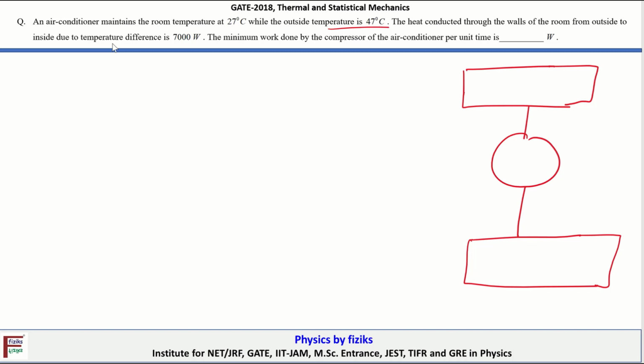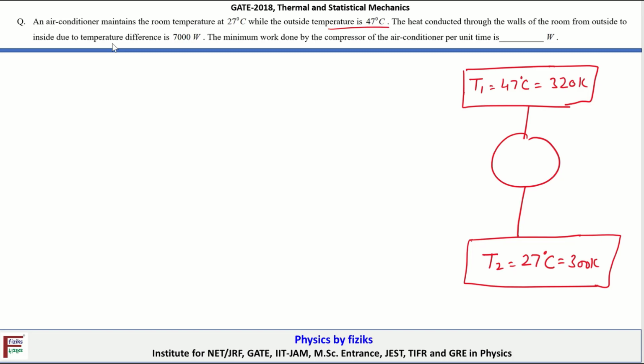Here it's given that T2 is equal to 27 degrees Celsius, and that is equal to 300 Kelvin. The outside temperature T1 is the reservoir, so T1 is equal to 47 degrees Celsius, and that is equal to 320 Kelvin. Now the heat conducted through the wall of the room from the outside to the inside due to temperature difference is 7000 watt. So every second the heat coming from the outside into the interior of the room is 7000 watt.